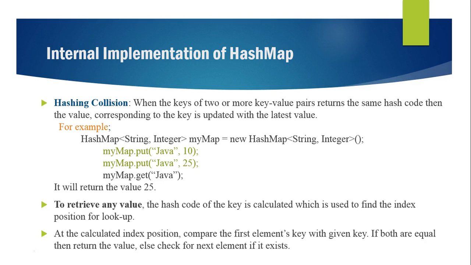Now in order to retrieve any value, first the hash code of the respective key will be calculated, which will be helpful in finding the index position at which the key value entry might be present. Then at that particular index position, the key will be matched with the available key value pair, and the value corresponding to the matching key will be returned. So this is how HashMap works internally.